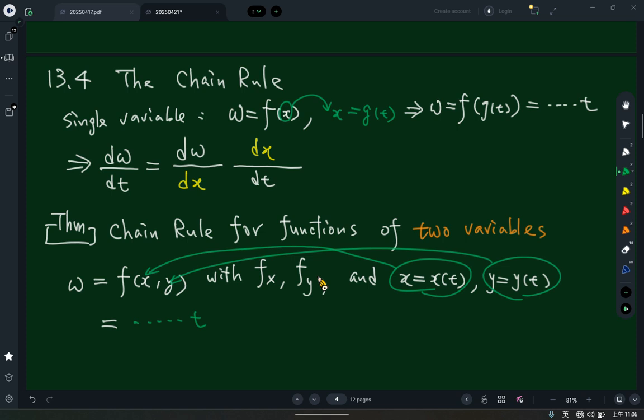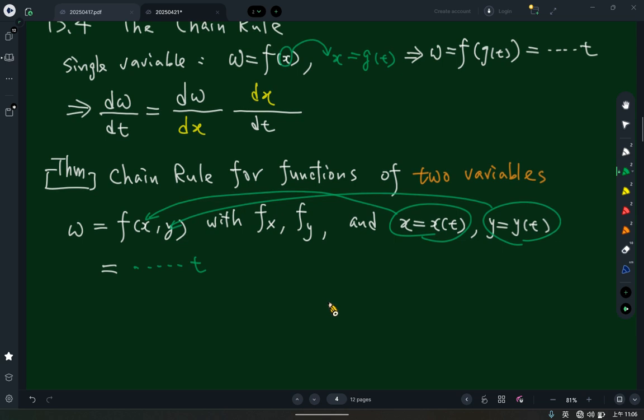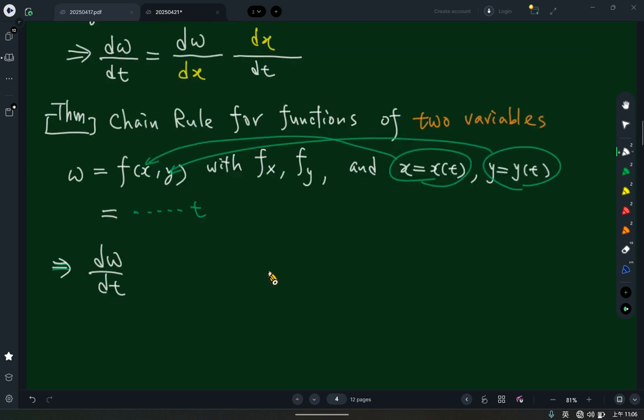The difference here is the function is defined as a two variable function, but here it's a single variable function. So in this case, we still can calculate dw/dt, right? Because finally w is defined by the t variable. So dw/dt can be written as partial f partial x dx/dt plus partial f partial y dy/dt.